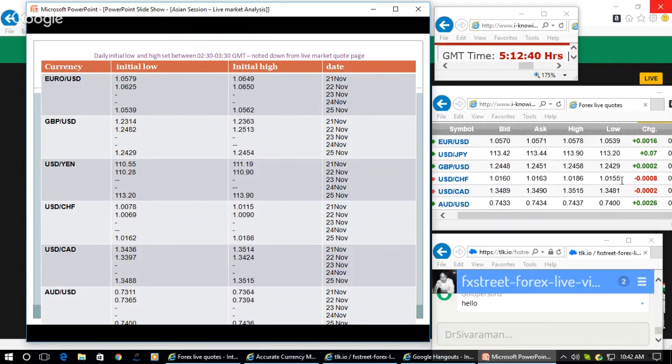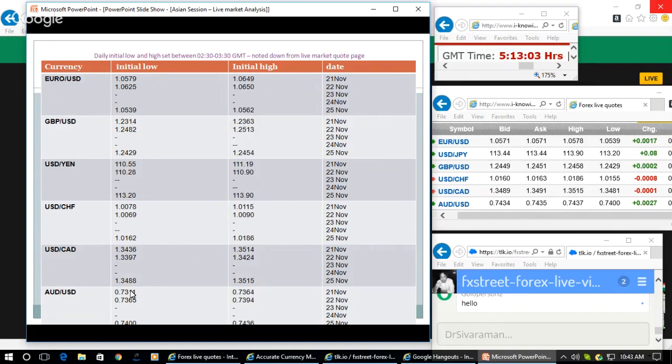Then in the case of CHF, 1.0162 is the low. They just breached the low and formed the new low 1.0155, and the high was 1.0186, and that is not breached. So which indicates that USD/CHF again they just quickly gained the levels in order to make the slide more during the European and the US sessions.